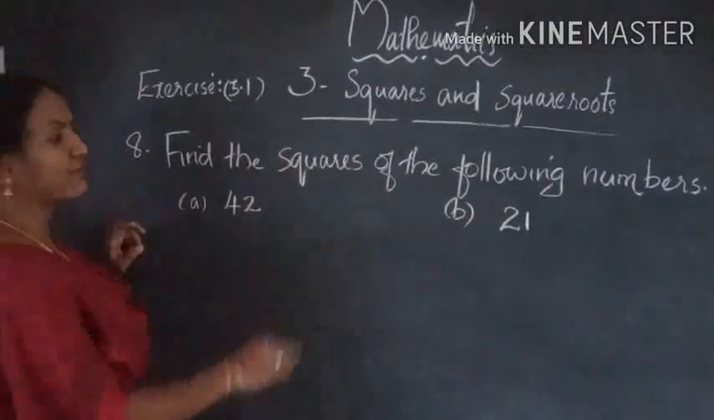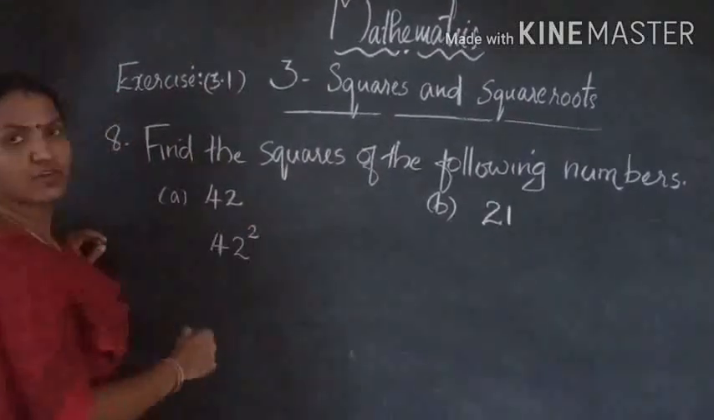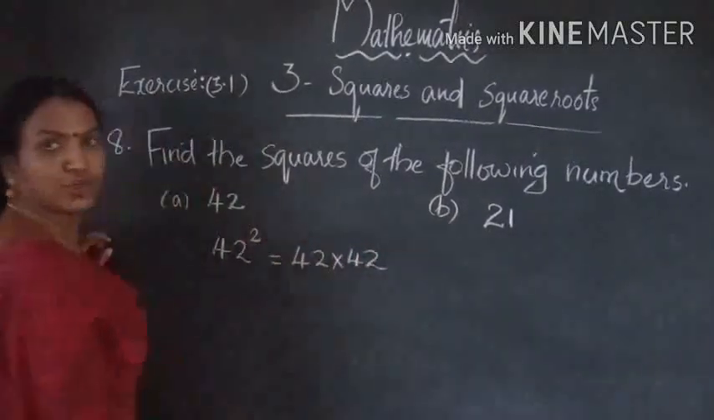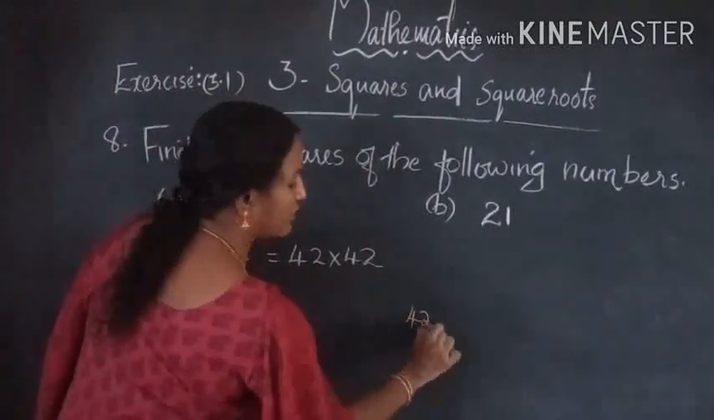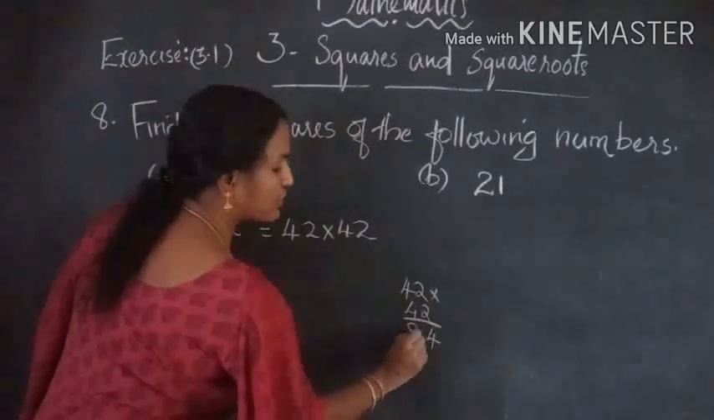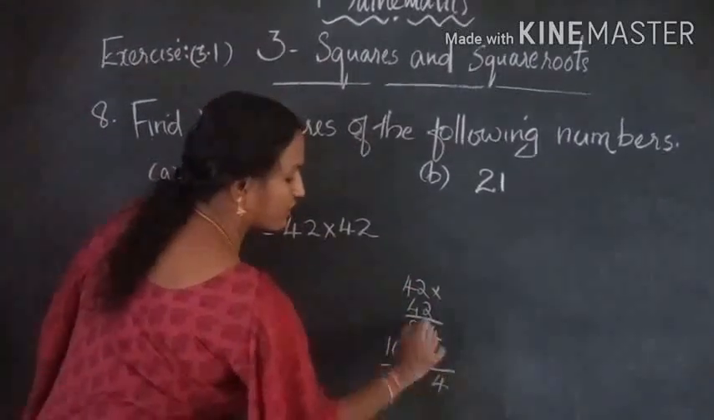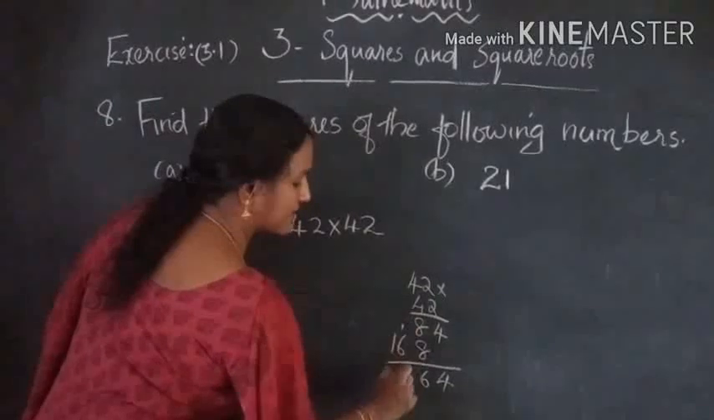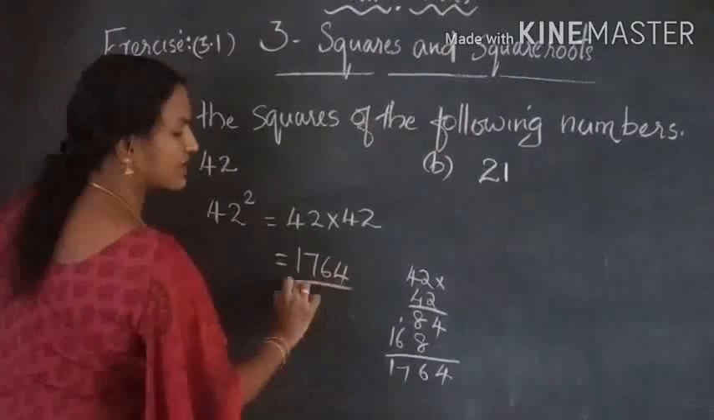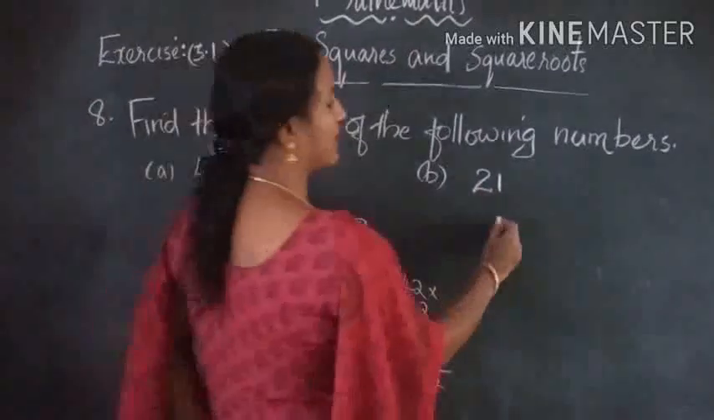Find the squares of the following numbers. First one, 42. You have to find the square of 42. 42 square is equal to 42 into 42. So multiply 42 into 42. 2 2s are 4. 4 2s are 8. Again 4 2s are 8. 4 4s are 16. 16, balance 1, 7, 1, 1, 7, 6, 4. 1764.